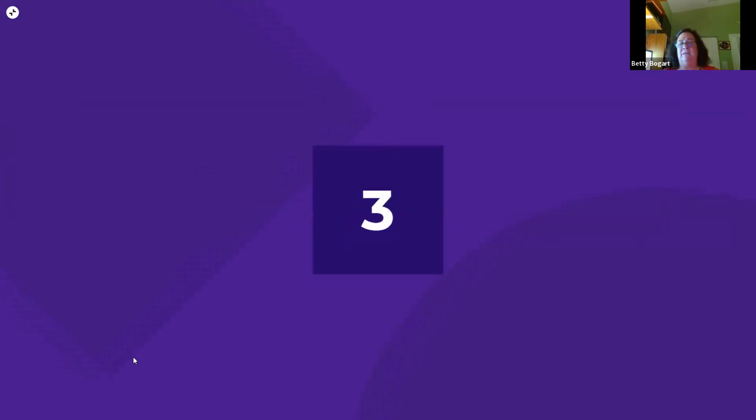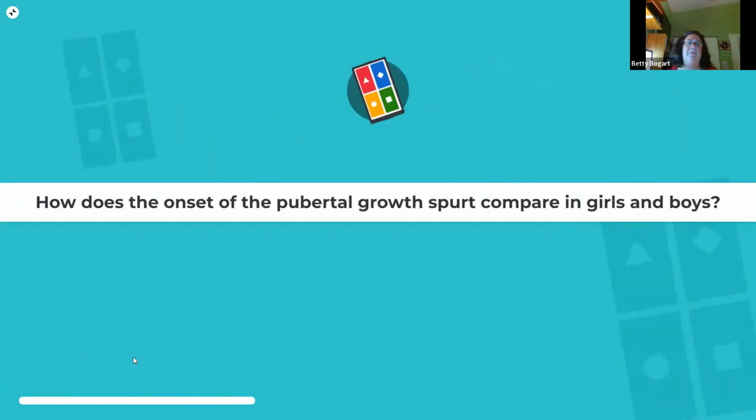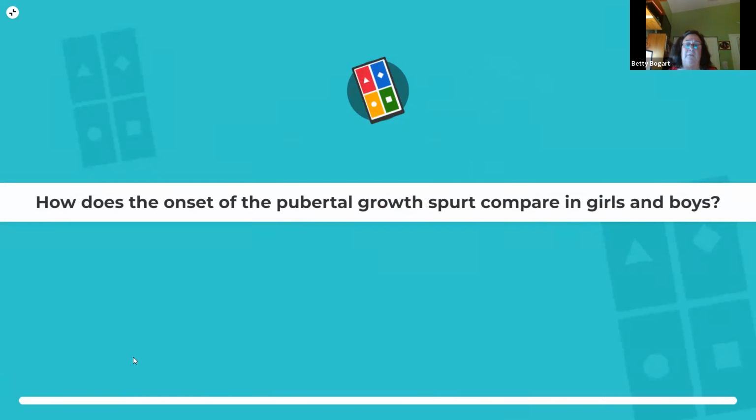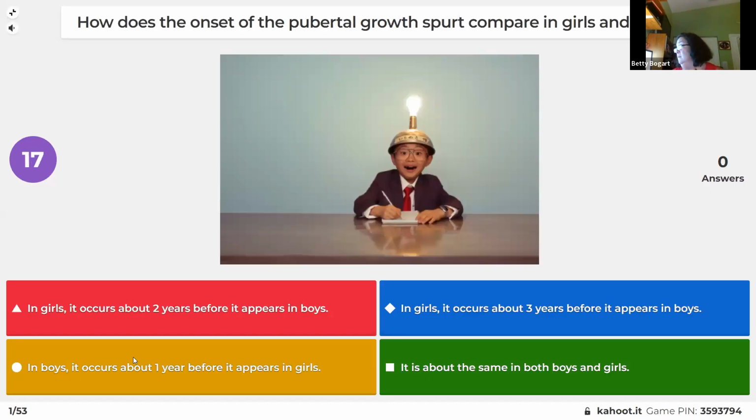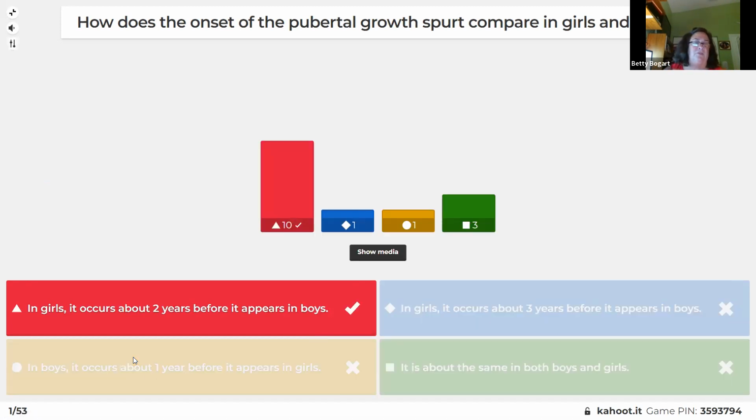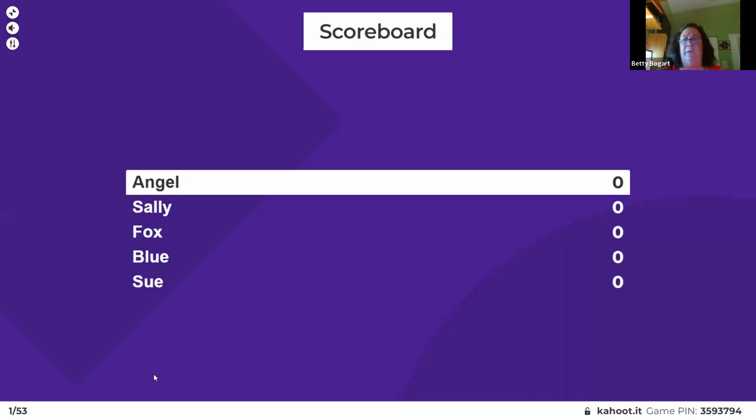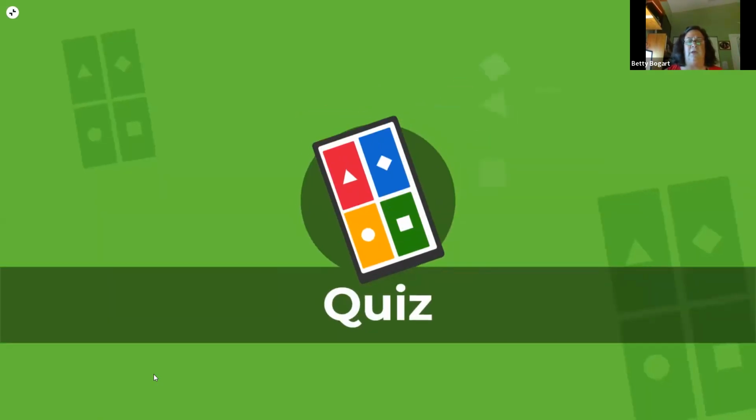School age, adolescent children, 6 to adult. How does the onset of pubertal growth spurt compare in boys and girls? So boys and girls is about 2 years difference, and you could usually say ages 10 for girls and 12 for boys.